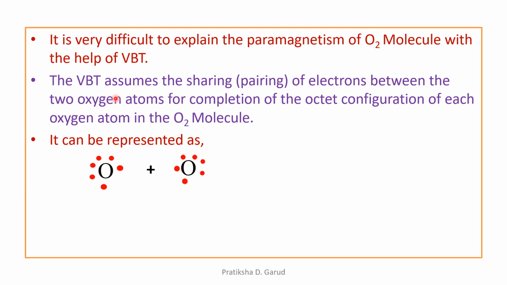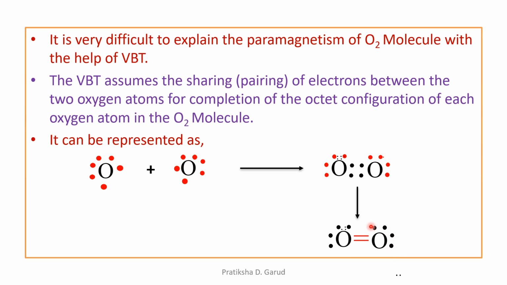And hence according to VBT, there will be sharing or pairing of electrons for completion of the octet. So we have this structure: two oxygen atoms, each having its two lone pairs, and then there will be sharing of electrons between the two oxygen atoms for the completion of the octet. Due to this sharing, there will be formation of two bonds. This will be the first bond and this is the second bond. So the structure of oxygen will be like this. Hence in the oxygen molecule, there is a double bond, right? A double bond indicates that there is one sigma bond and one pi bond.